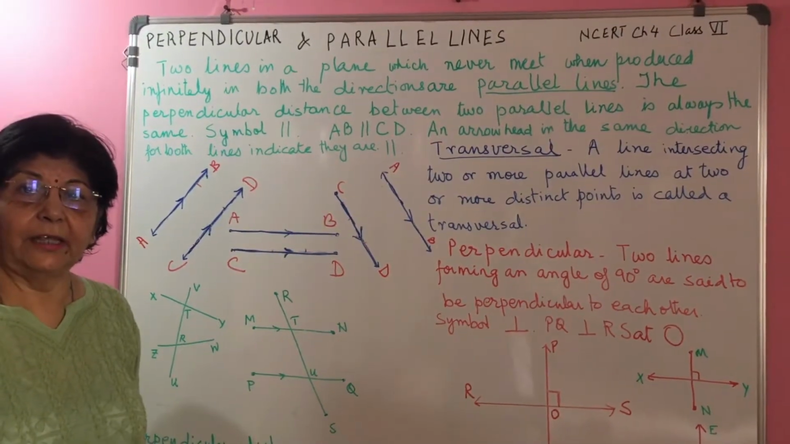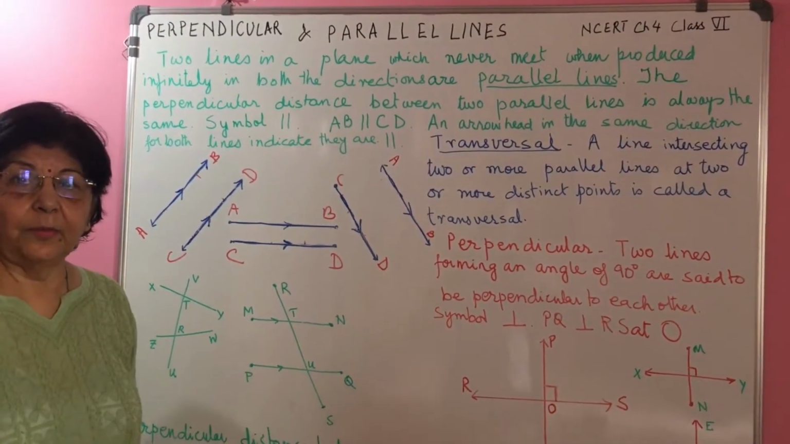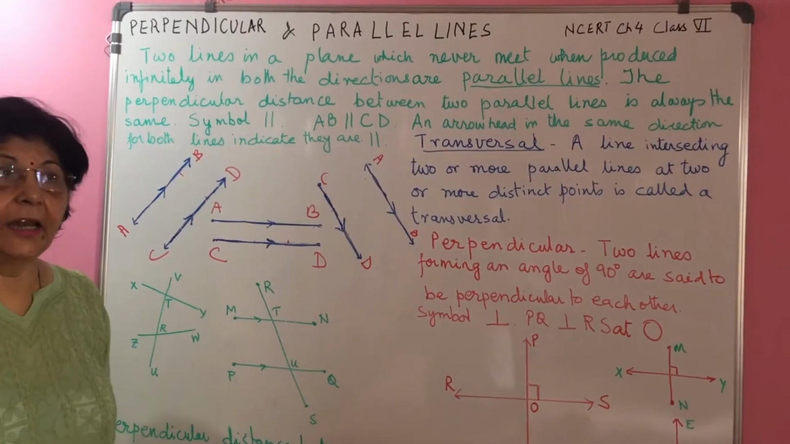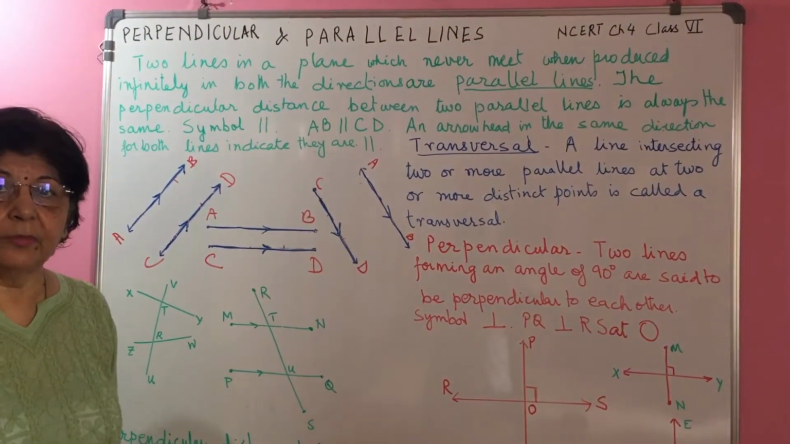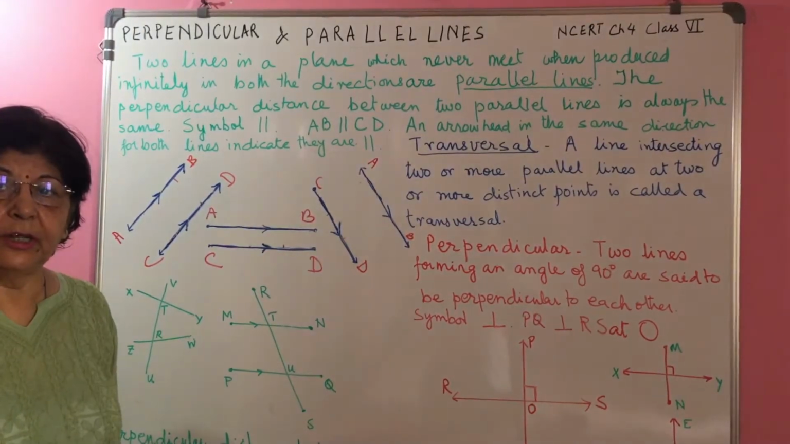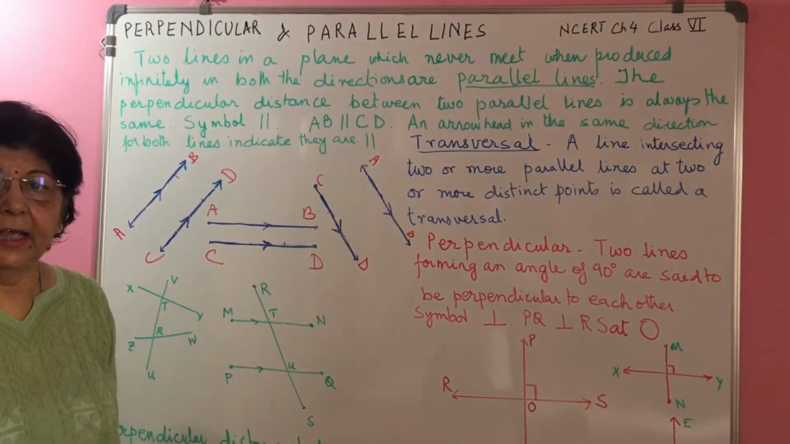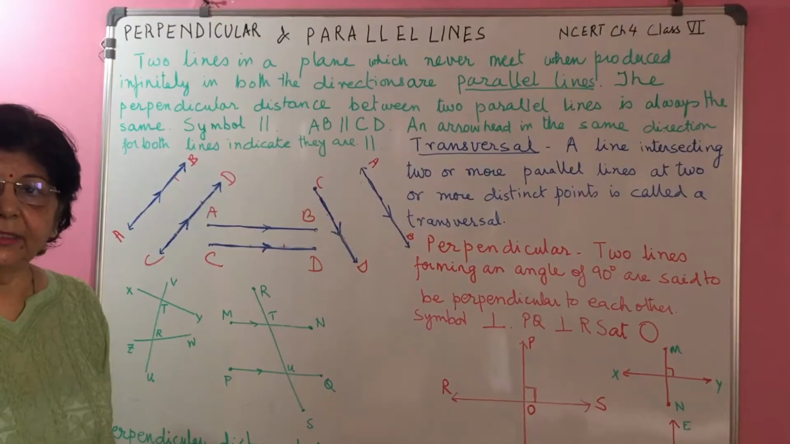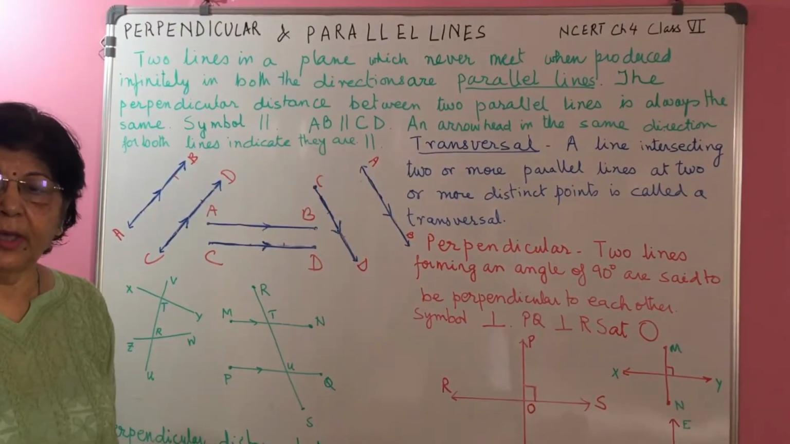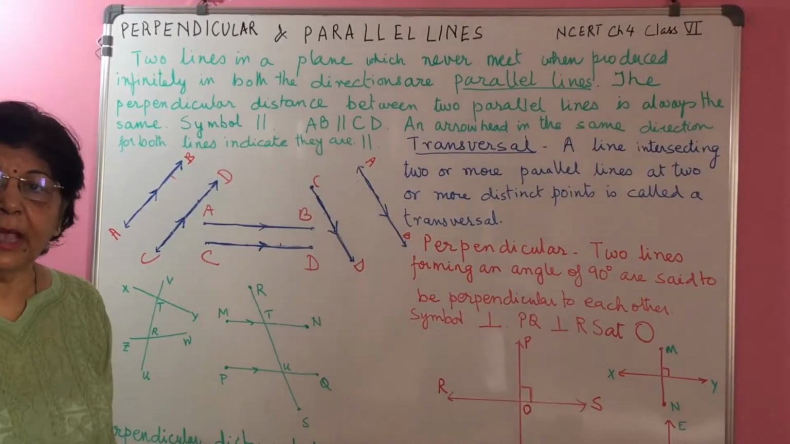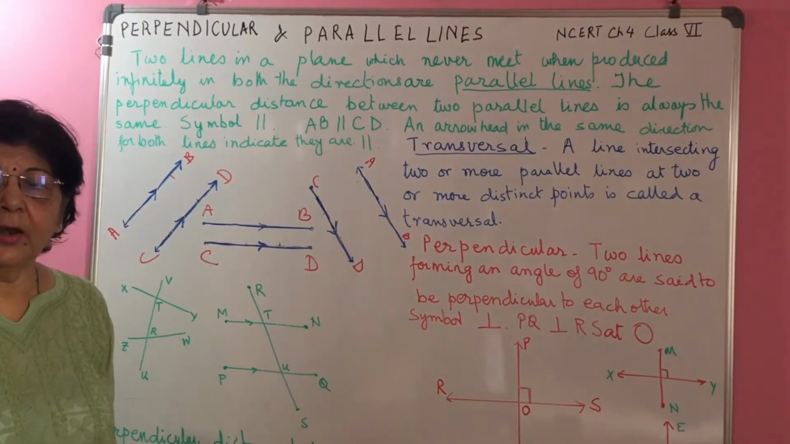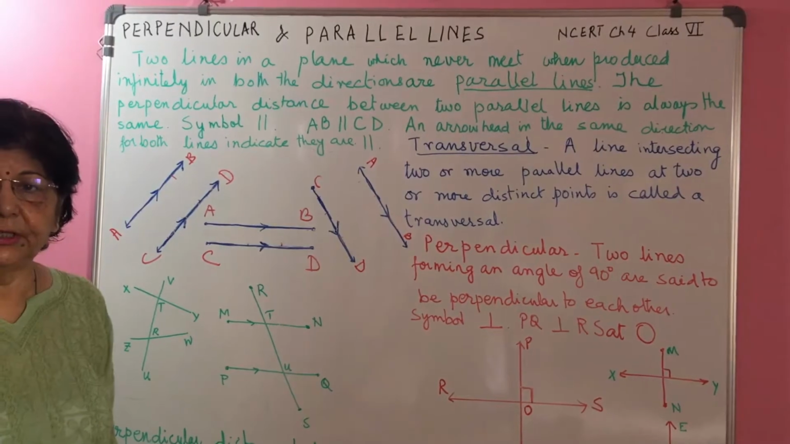Today we will be studying perpendicular and parallel lines. In our daily life, we see around us a large number of examples which have both perpendicular and parallel lines. A table. The legs of the table and the tabletop are perpendicular to each other. The tabletop has sides which are parallel to each other.